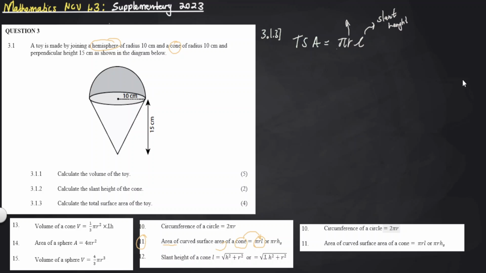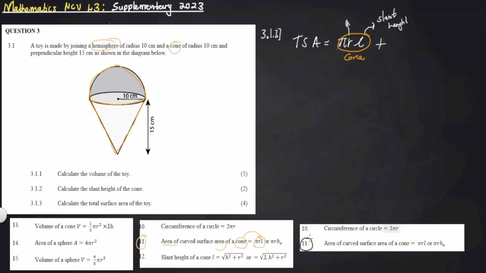So remember now, I have a hemisphere. I have a cone as well. So this pi r L calculates the surface area for the cone part. Now we'll have to calculate the area for the hemisphere. How do we do that? Which formula can we apply? It's going to be formula number 11. There's two 11s, but anyway, that's fine.